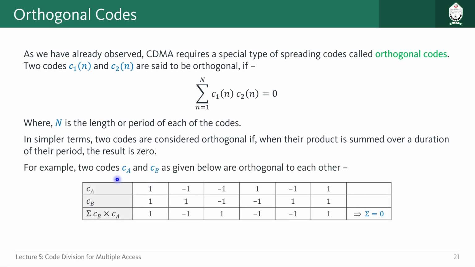For example, let us take two codes, C of A and C of B, and we are saying they are orthogonal to each other. So these are the two codes, and if I take the correlation, or in other words the inner product, that value should result in 0. So you see these two codes are first multiplied in this way, then that multiplied result is added over the duration of the period, right? That results in a value of 0. As a result, we can say C of A and C of B are orthogonal to each other.